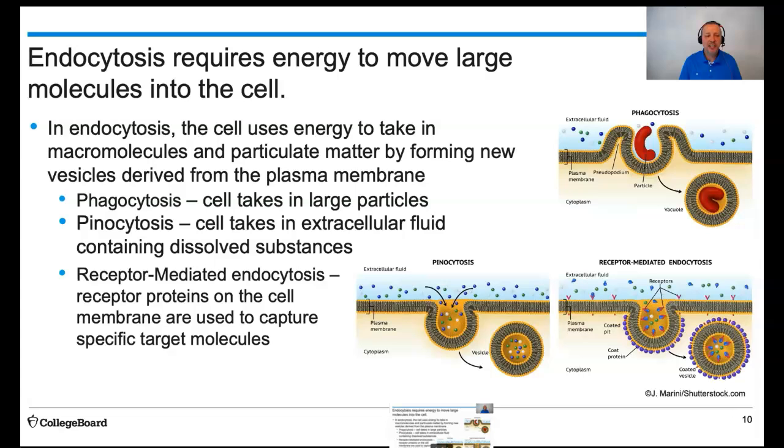Receptor molecules. Receptors are things on the membrane that are going to bind molecules. Receptor-mediated endocytosis is when something is binding to a receptor and it's mediating. That means it's allowing for the vesicle formation to happen, for endocytosis to take place.